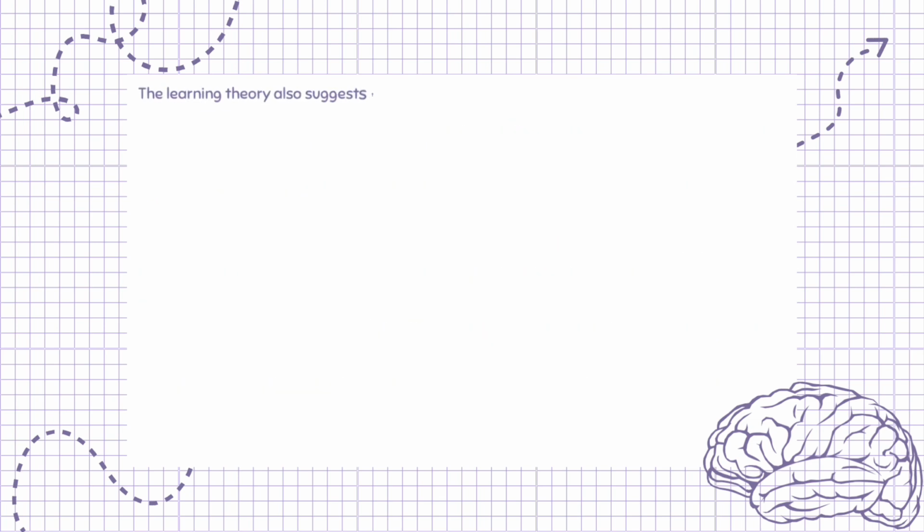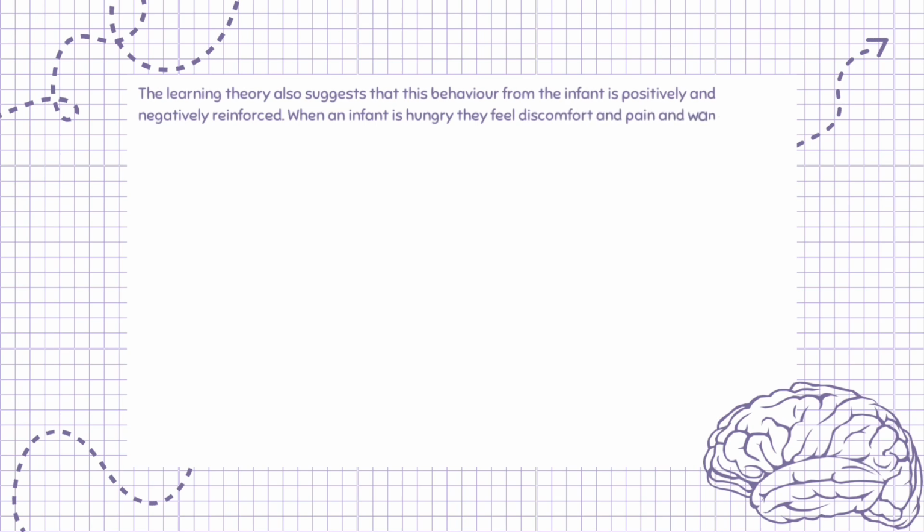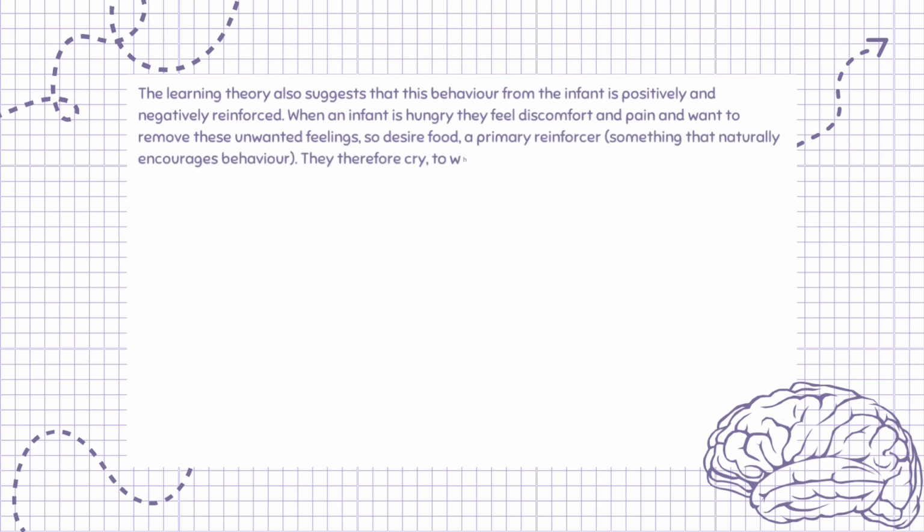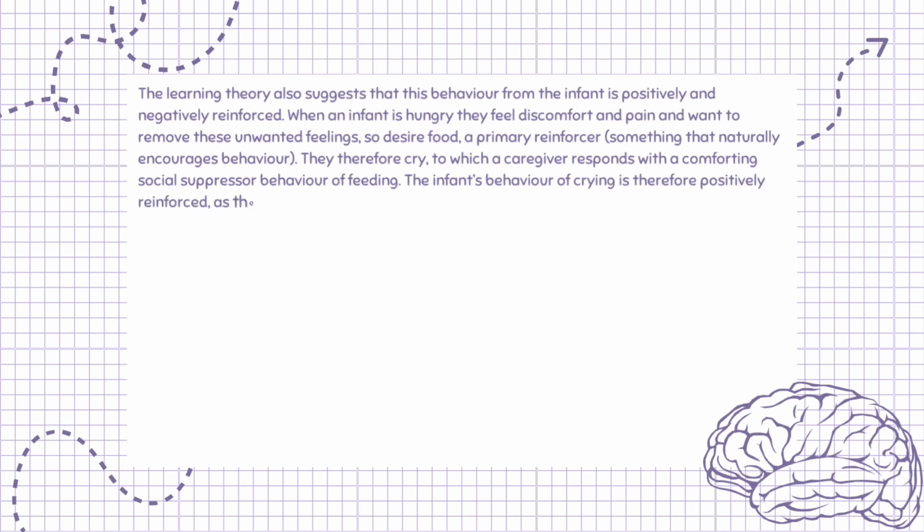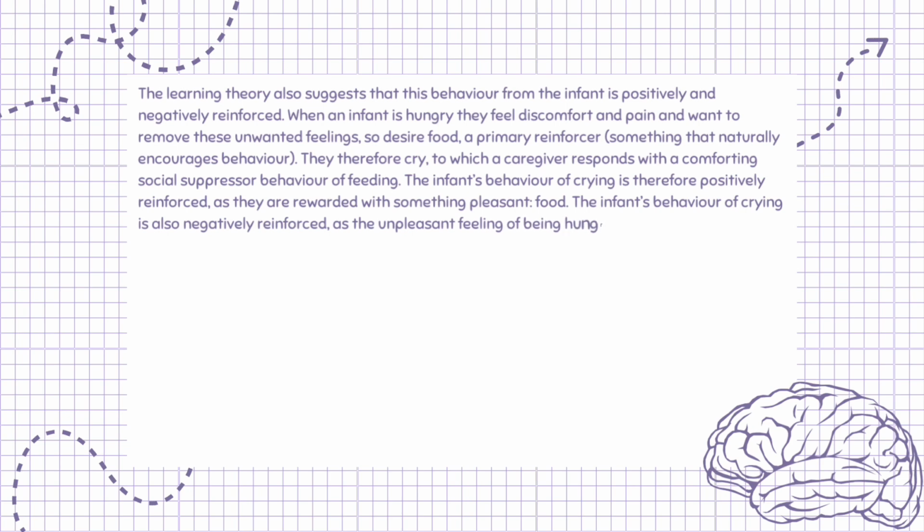The learning theory also suggests that this behavior from the infant is positively and negatively reinforced. When an infant is hungry they feel discomfort and pain and want to remove these unwanted feelings, so desire food, a primary reinforcer, something that naturally encourages behavior. They therefore cry, to which a caregiver responds with a comforting social suppressor behavior of feeding. The infant's behavior of crying is therefore positively reinforced, as they are rewarded with something pleasant, food. The infant's behavior of crying is also negatively reinforced, as the unpleasant feeling of being hungry is removed. Both of these increase the likelihood that the infant will repeat the crying behavior again.